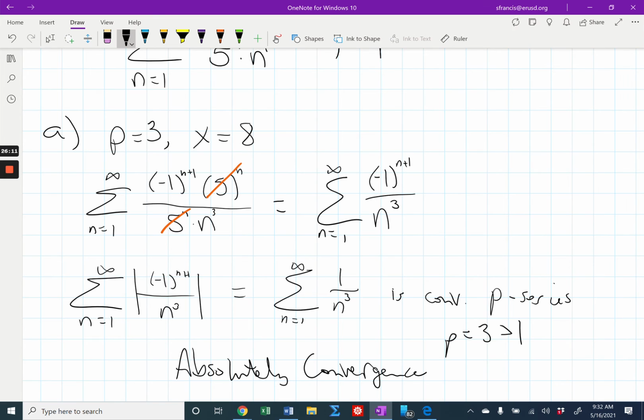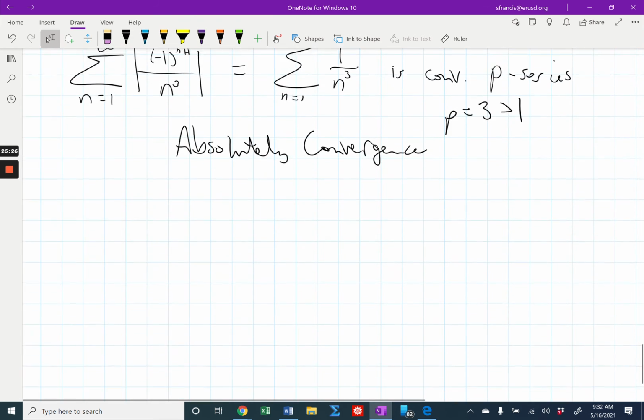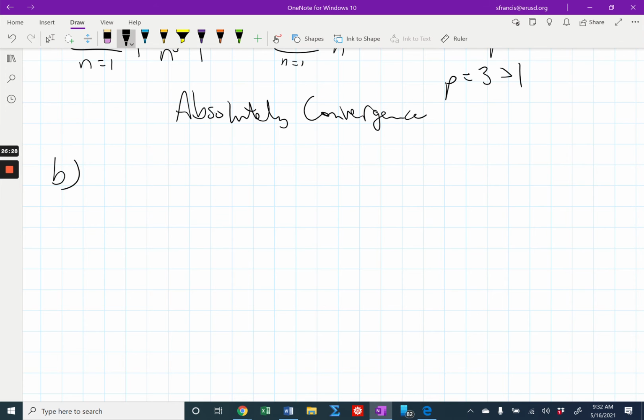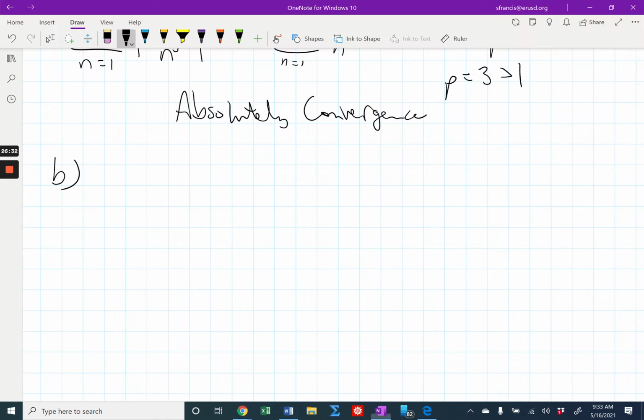But that's the easiest way to handle this one, because again, if you do the alternating series test, you know that it's convergent, but it could still be conditionally convergent. You have more work to do to show absolute convergence. So there's that. For part B, it says now p equals 1 and x equals 8. Same question.